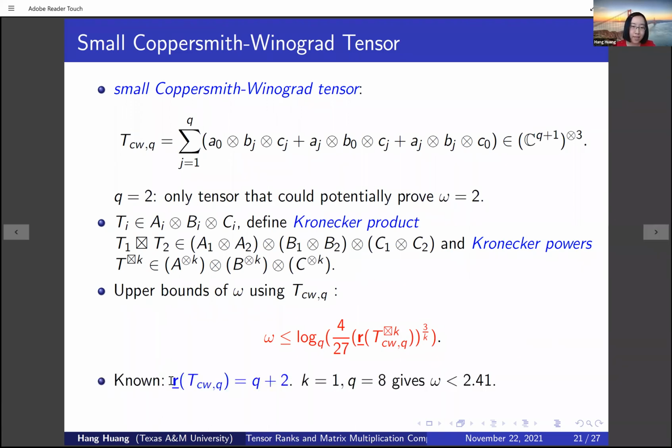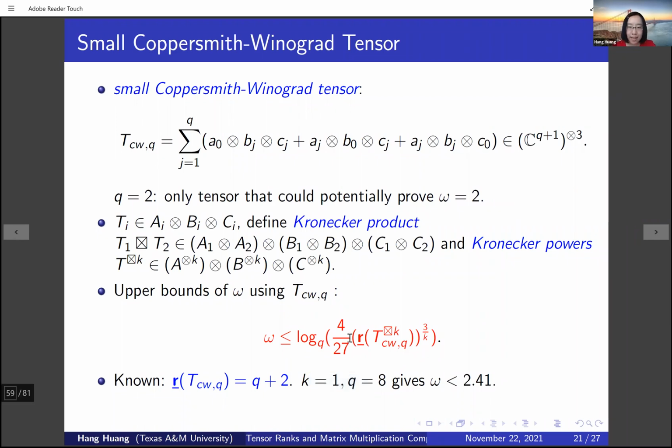It is known that the border rank of this specific tensor equals Q plus 2. So if you look at this number, this small Coppersmith-Winograd tensor sits in the Q plus 1 dimensional vector space tensored 3 times. So this is 1 larger than the minimal border rank. And if you just plug in the formula when K equals 1 and Q equals 8, you can get the upper bound for omega as good as 2.41.